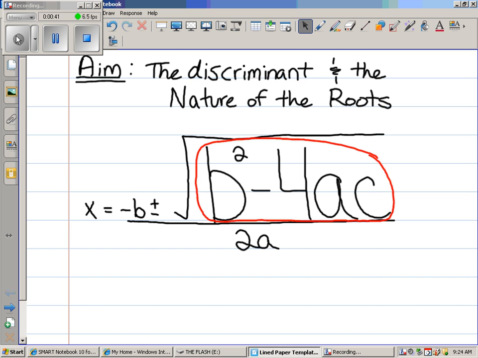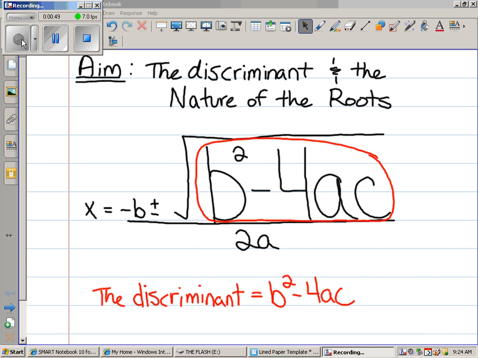That's the discriminant. The discriminant equals b squared minus 4ac. Nope. Just that. That's what a lot of people make that big mistake. They try and take the square root with it. Nope. The discriminant is just b squared minus 4ac. That's all it is.